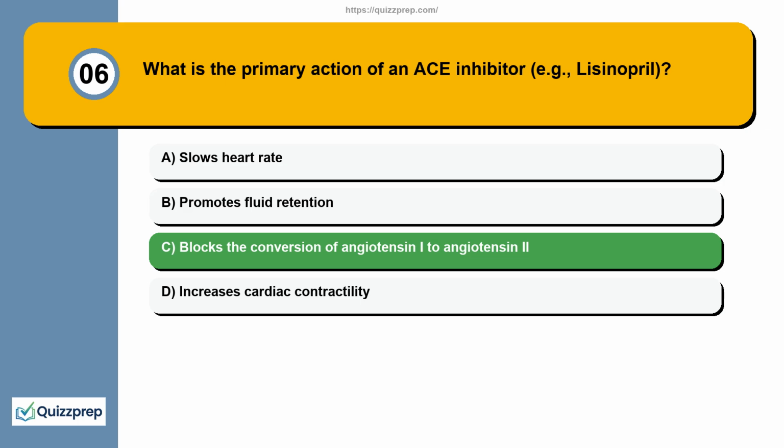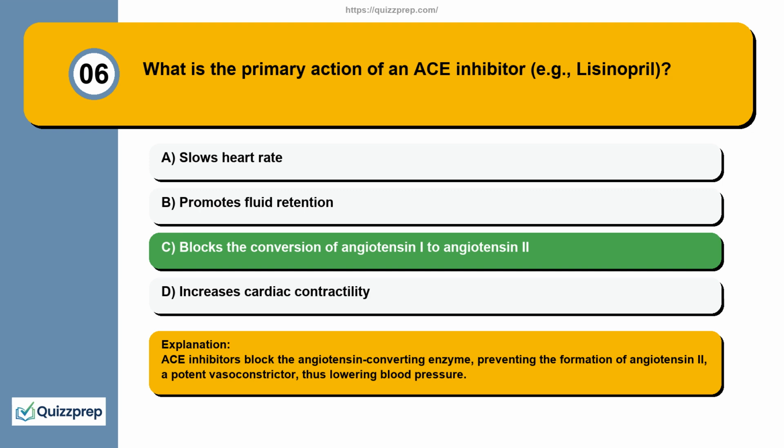Blocks the conversion of angiotensin I to angiotensin II. Explanation. ACE inhibitors block the angiotensin converting enzyme, preventing the formation of angiotensin II, a potent vasoconstrictor, thus lowering blood pressure.